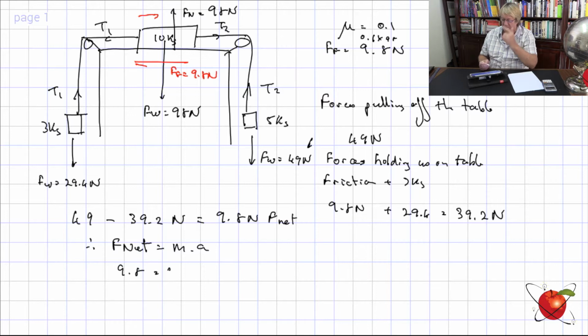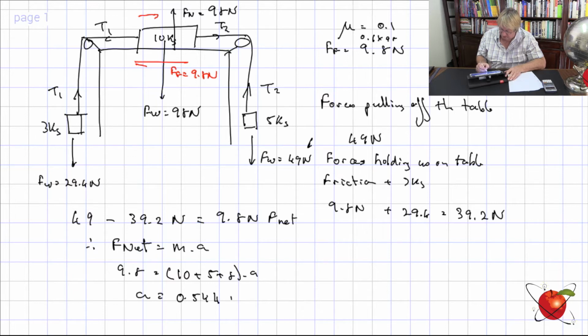Now let's just stop a second. What mass? It's the mass of the whole system. That's what we're pulling with that force, isn't it? We're not just pulling one of them, we're pulling everything. So we've got to add them, 10 plus 5 plus 8 times A, and we get A to be worked out to, let me just check here, 0.544 meters per second squared. And then we say to the right. That's it. What have we done? We found the acceleration of this system.